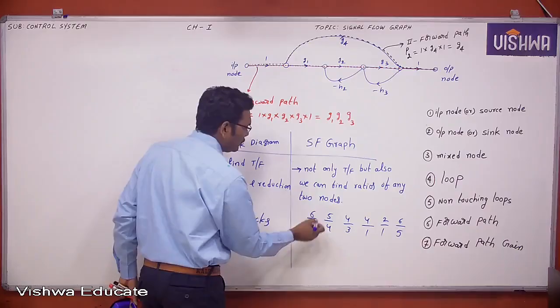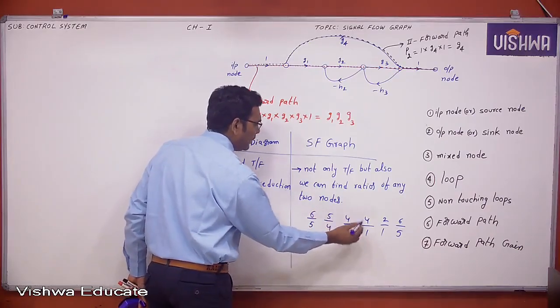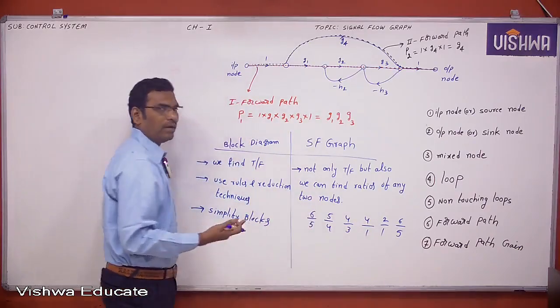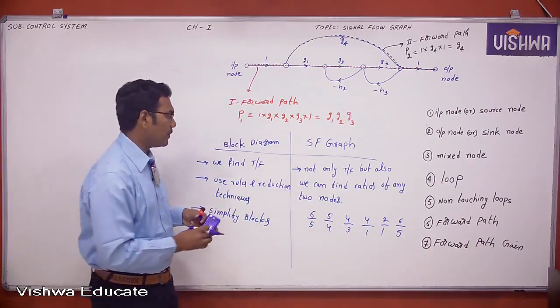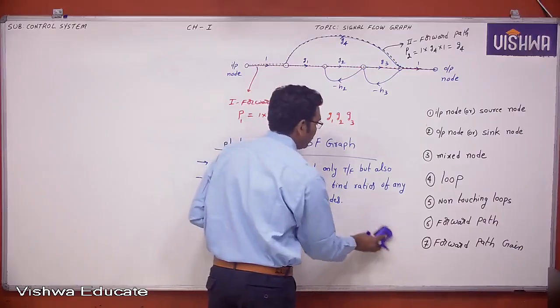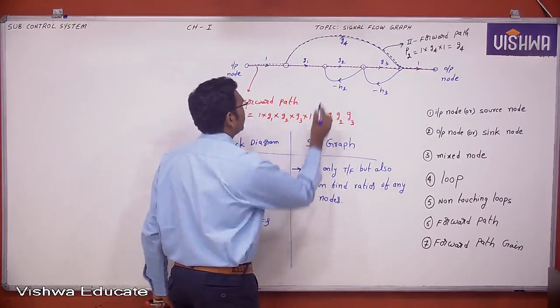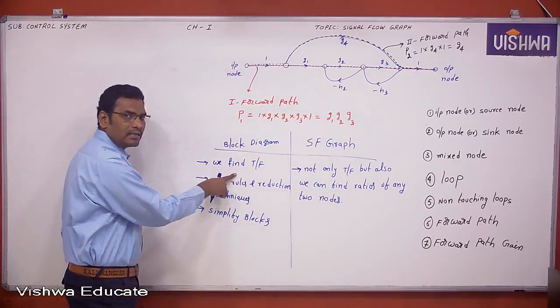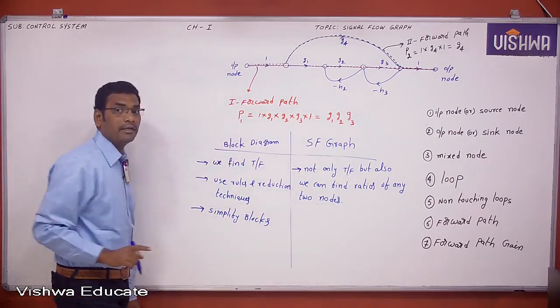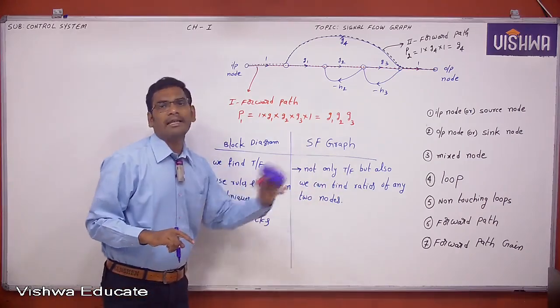You can find the ratios of any two nodes, any combination. You can take a reverse also, 5 by 6 also. 6 by 5 you can find, and you can take the reverse 5 by 6. Okay, so this is the advantage of the signal flow graph. We can find the ratios of any two nodes. That is a major advantage. Here we find the transfer function, but here we can find ratios of any two nodes, including the transfer function.